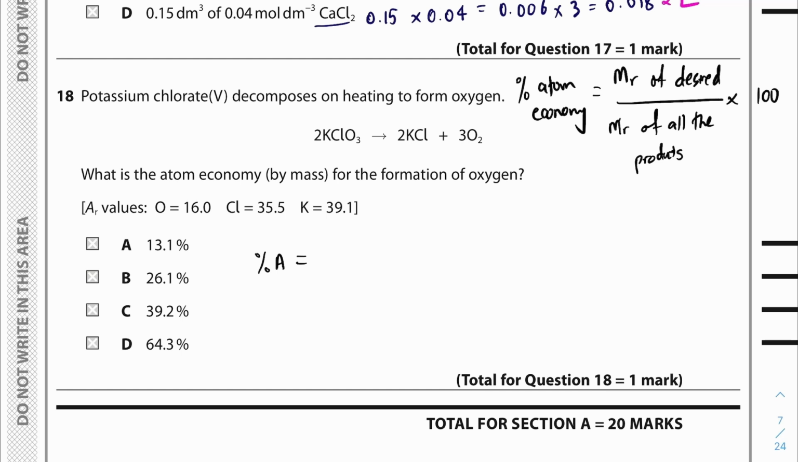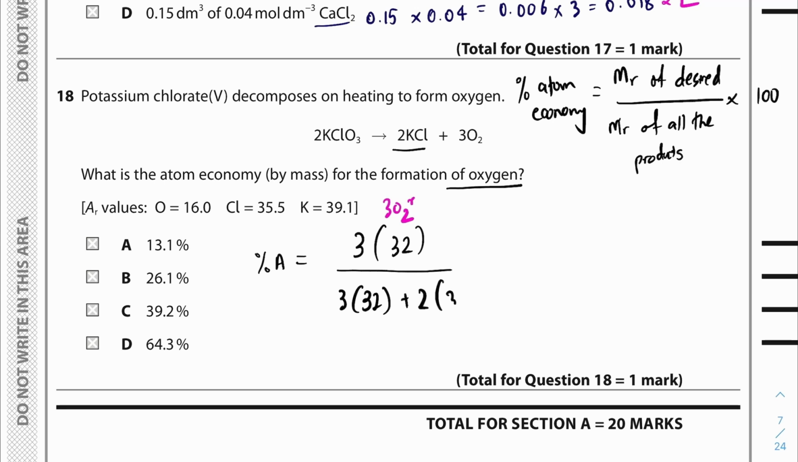So what's our desired product? We want to work out oxygen, right? And how many oxygen molecules do we have? We have 3 of them. So on the top, we will have 3 times, O is 16, but it's diatomic, so 16 plus 16 gives us 32. And our total products are 2 times KCl. So on the bottom we will also have the same thing. We will also have 3 times 32, plus 2 times KCl.